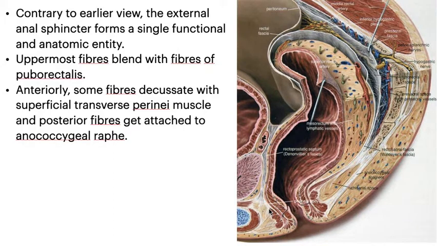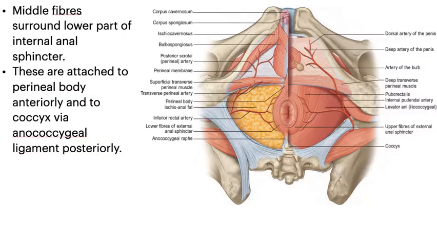You remember the puborectalis was a sling surrounding the rectal opening, surrounding the rectum, part of pubococcygeus. This is it, puborectalis. So anteriorly, some fibers decussate with the superficial transverse perineal muscle, and the posterior fibers are attached to the anococcygeal raphe. Here. The middle fibers, this is the external anal sphincter over here.